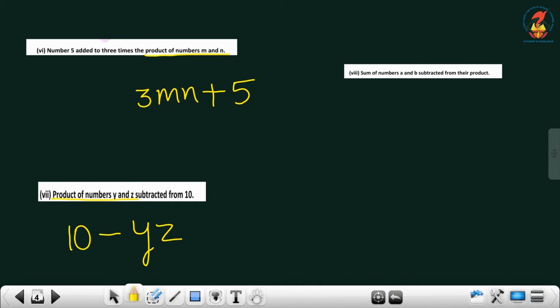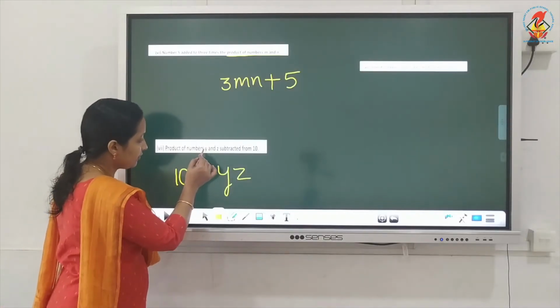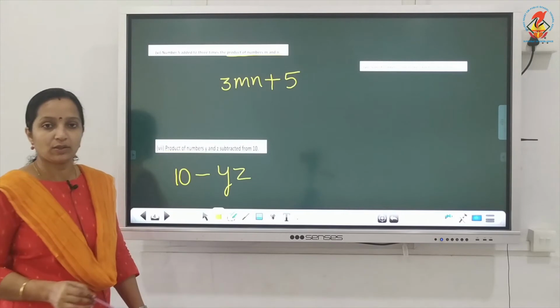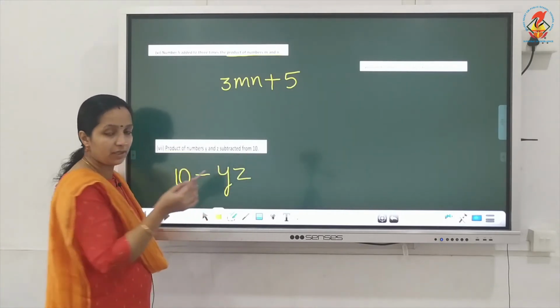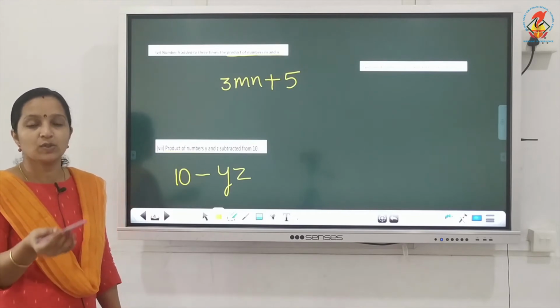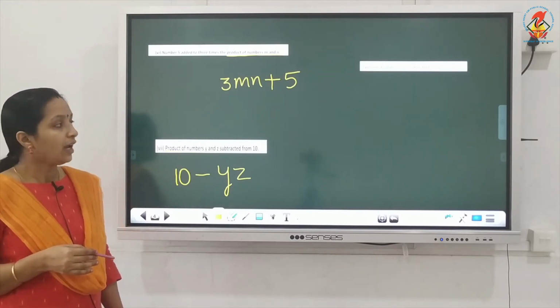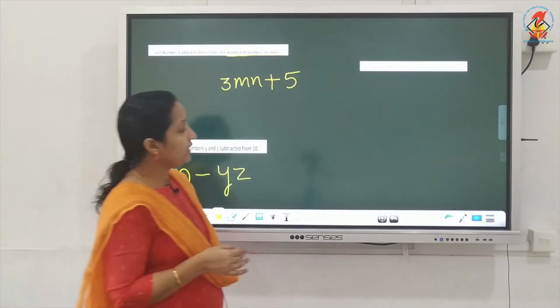From 10 only we are subtracting YZ. If it is capital, which letter is given there, you write the same letter. Product of the numbers Y and Z subtracted from 10, from that number. So you have to write that number first. I hope it's clear. Now move to the 8th question.